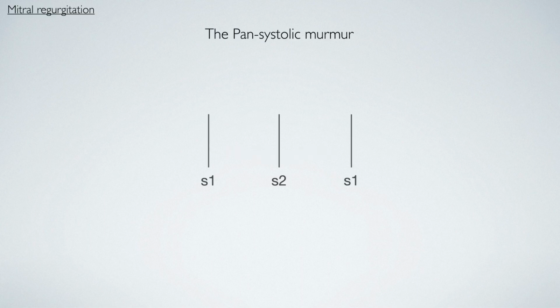Let's turn our attention to mitral regurgitation. Here we have another systolic murmur, but this time it's described as a pansystolic murmur. And as you may have already gathered from its name, this occurs throughout the entire duration of systole.